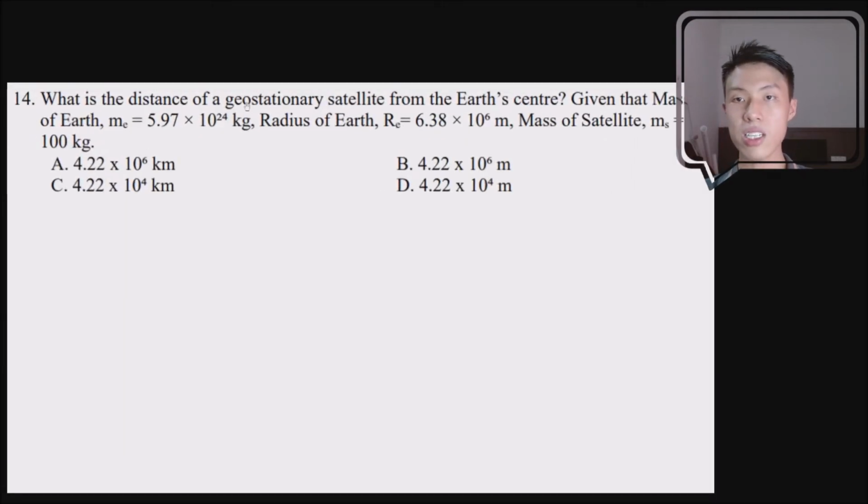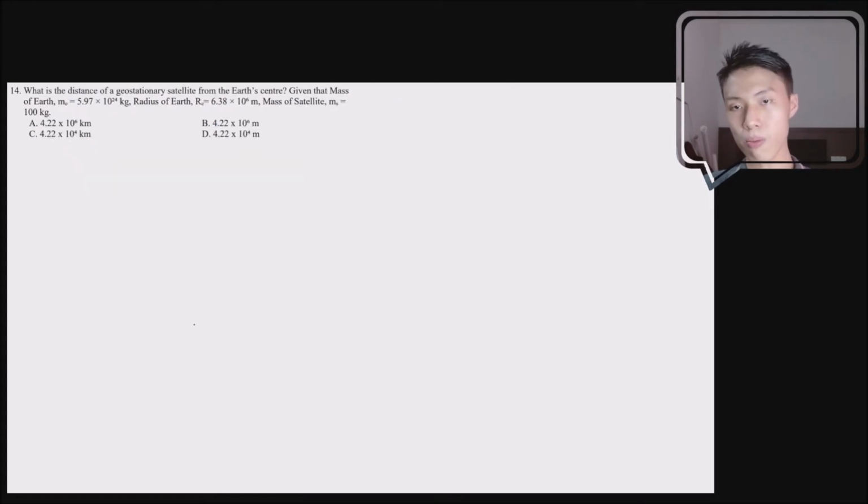What is the distance of a geostationary satellite from the Earth's center, given that the mass of Earth is 5.97 times 10 to the power 24 kg, the radius of Earth is 6.38 times 10 to the power 6 meter, and the mass of the satellite is 100 kg. So they ask you the distance of the geostationary satellite from the Earth's center. I believe the key part to solve this problem is to understand what is a geostationary satellite.